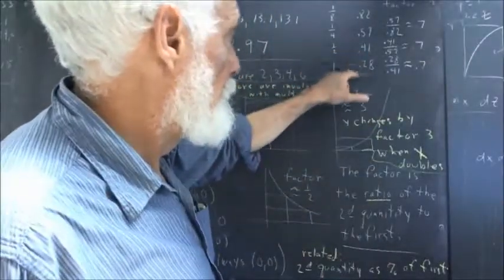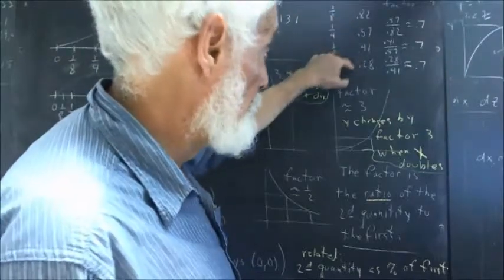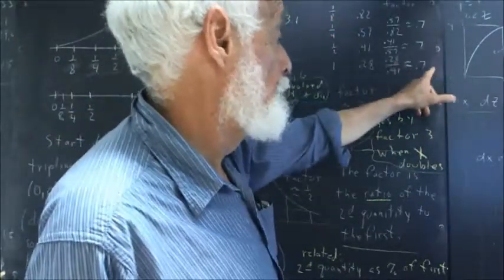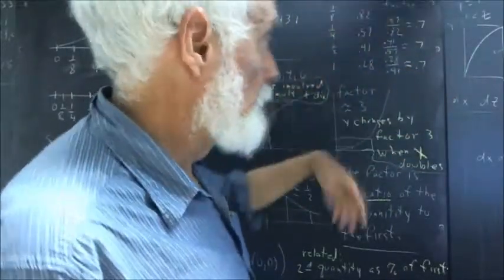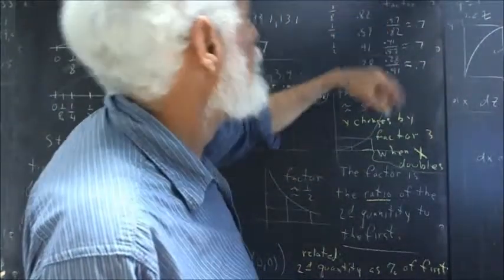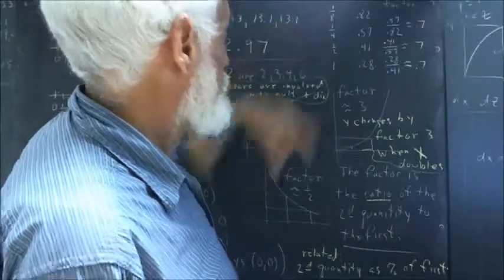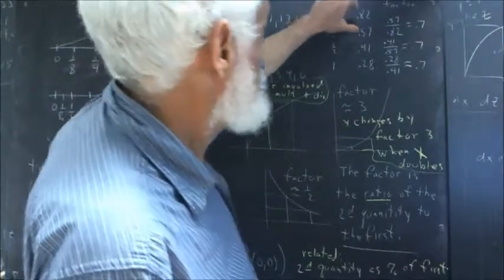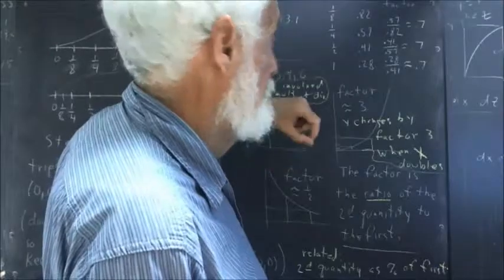If we do the same thing with these other numbers, the 0.41 divided by the 0.57, 0.28 divided by 0.41, we again get factors that are very close to 0.7. They probably range from maybe 0.68 to 0.72 or something like that. So it's very plausible that for this data we do have a constant factor, so that doubling the length of the pendulum changes the time between counts by a constant factor.